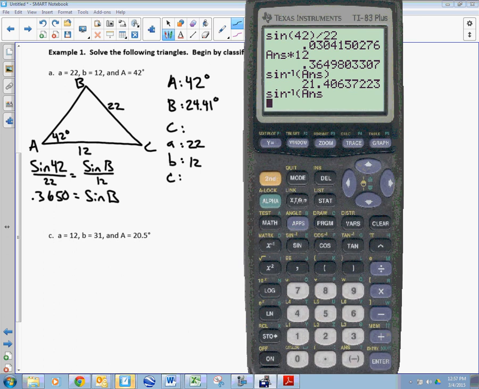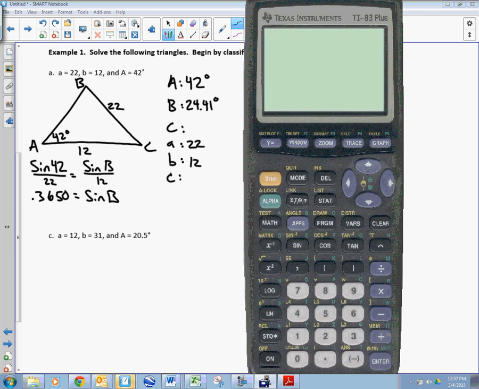What can I now find? I can find C. Very good. I find C by subtracting the other 2 from 180. What did I do? Oh, it's 21, not 24. I was too busy teaching.